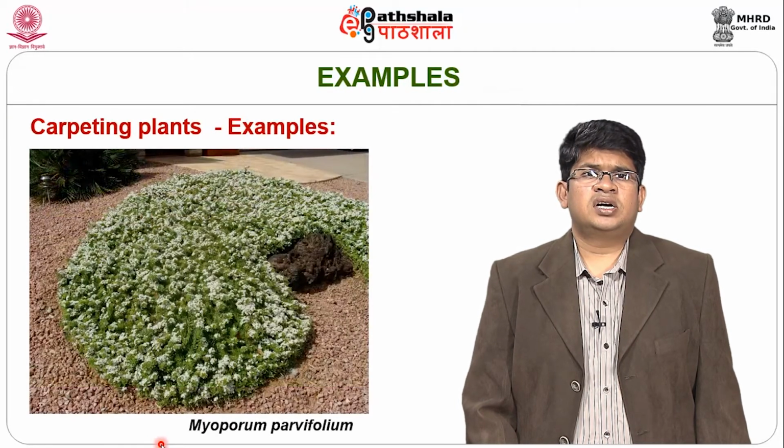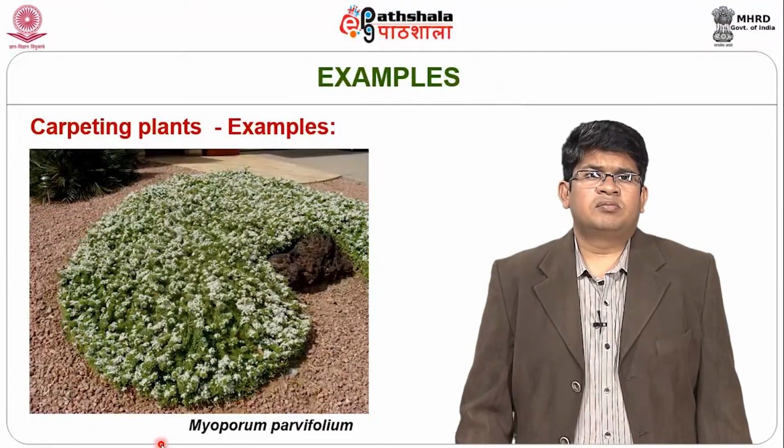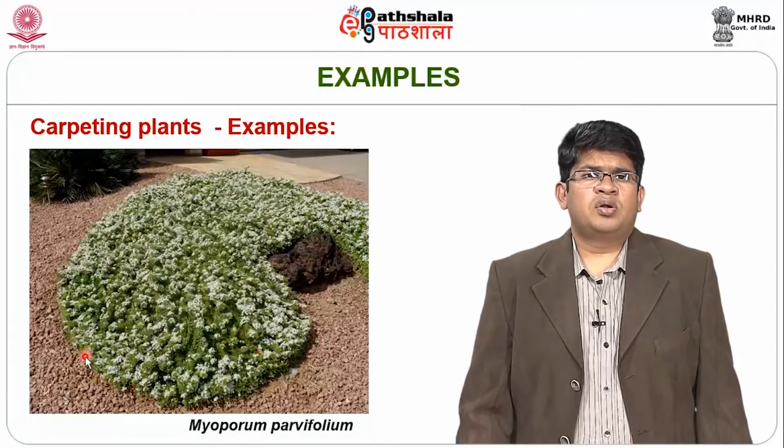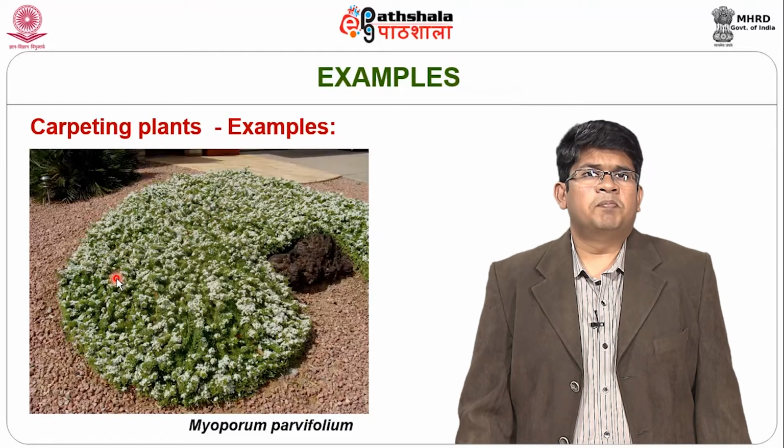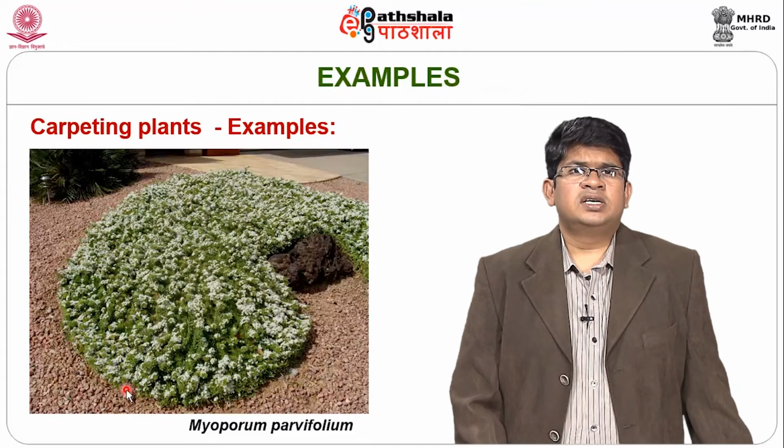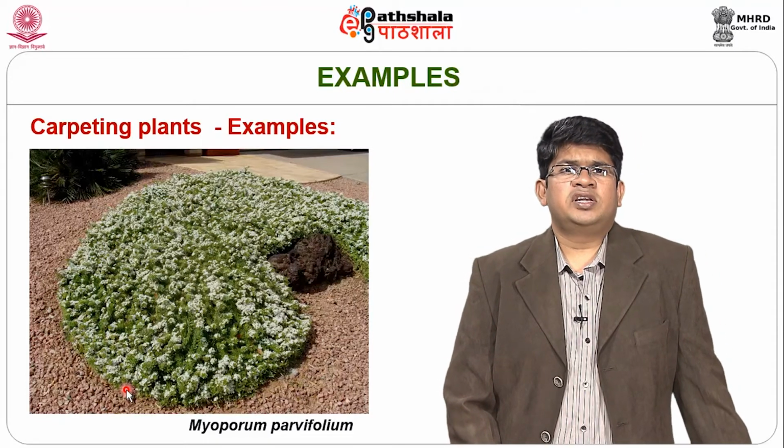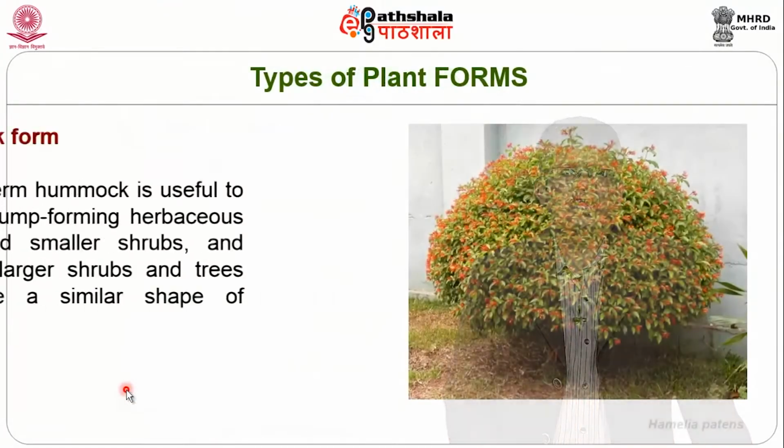Another example, you can see this is a carpeting plant which is about 6 to 8 inches in height, Myoporum parviflorum folium, and you can see that it forms a thick bed. In many cases it can also be mixed with different kinds of textures like rocks and pebbles, and also create very interesting landscape characters.